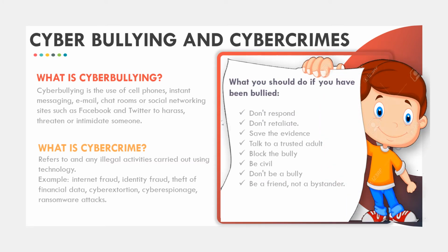What should you do if you have been bullied? Here are some tips which you can follow to prevent cyberbullying and cybercrimes. First, don't respond. Second, don't retaliate. Third, save the evidence. Fourth, talk to a trusted adult. Be civil. Don't be a bully. Be a friend and not a bystander.